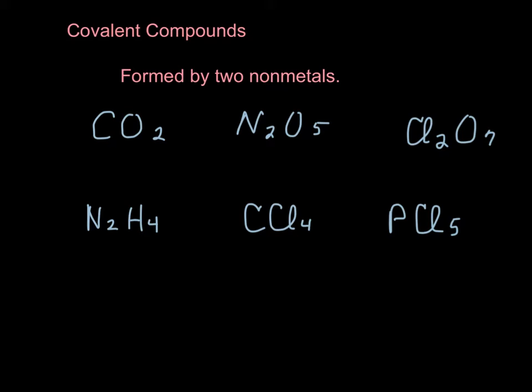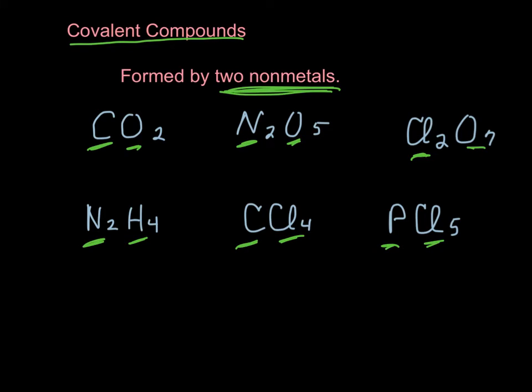So let's talk about how to name and write formulas for covalent or molecular compounds. These are the easiest ones. The first thing you have to do, though, is figure out, how do I know it's a covalent compound? Well, it's always going to be made up of two nonmetals. So you'll see there's not a metal anywhere. There's carbon and oxygen, nitrogen and oxygen, chlorine and oxygen, nitrogen and hydrogen, carbon and chlorine, phosphorus and chlorine, okay? Not a metal anywhere. So these are covalent compounds.